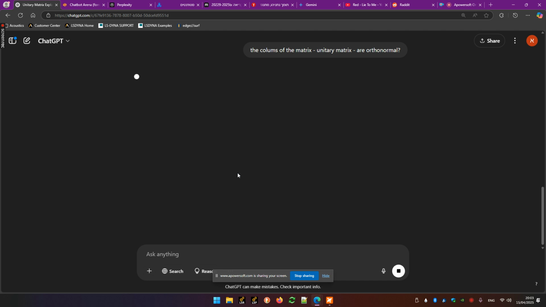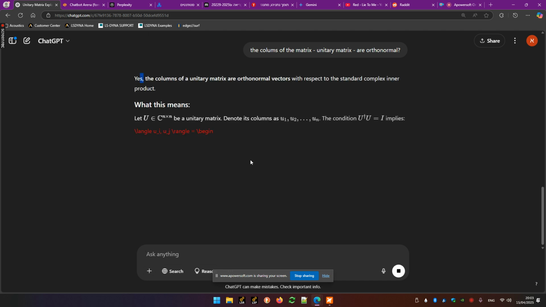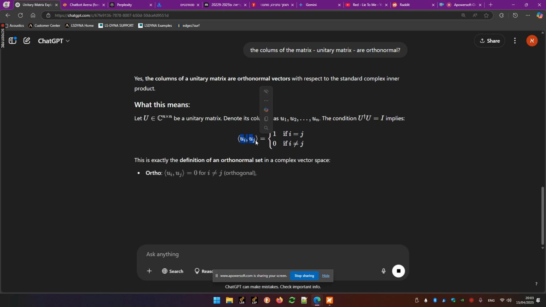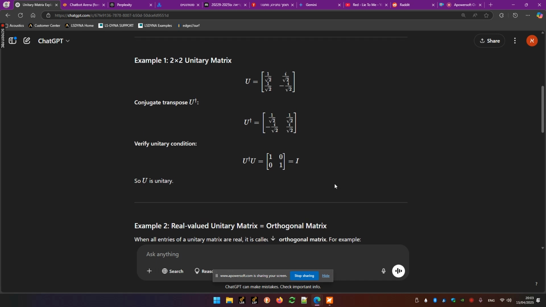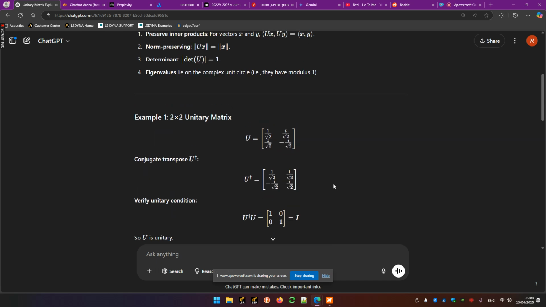So if I ask whether the columns of the unitary matrix are orthonormal, I wish it would give me also an example. It tells me yes, and it gives me an example. The inner product between any two columns is 0 if the columns are not the same, and is 1 if the columns are the same. So they are orthonormal to each other, and each column's size, its norm, is 1. When you are talking about an orthonormal matrix, think about a matrix where every column is a vector that is orthogonal to one another, and each vector's norm equals 1.